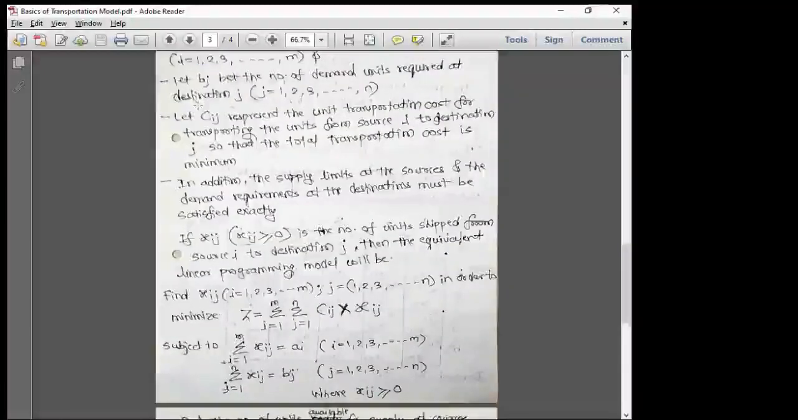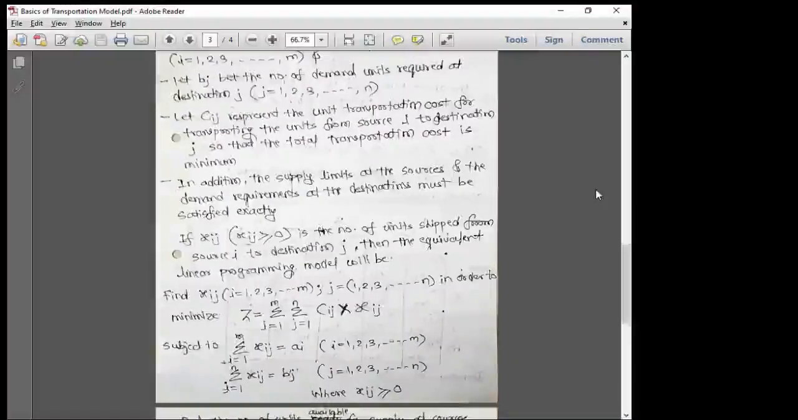Now let cij represent the unit transportation cost for transporting a unit from source i to destination j, so that the total transportation cost is minimum. So I know the value of cij. What is cij? It is the unit cost of transportation of a product from factory i to destination j, and it is known precisely. In the assumptions, we have already seen this.